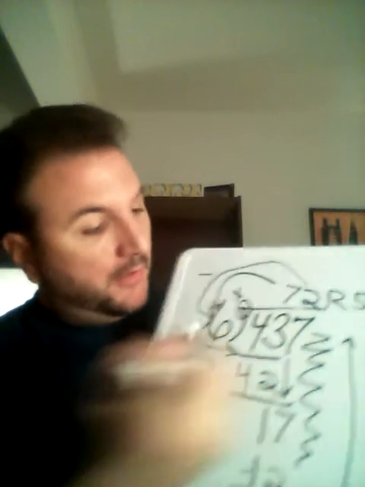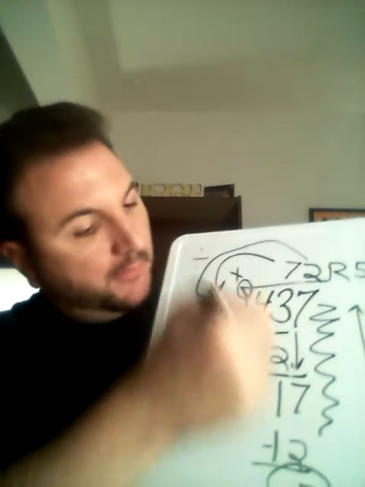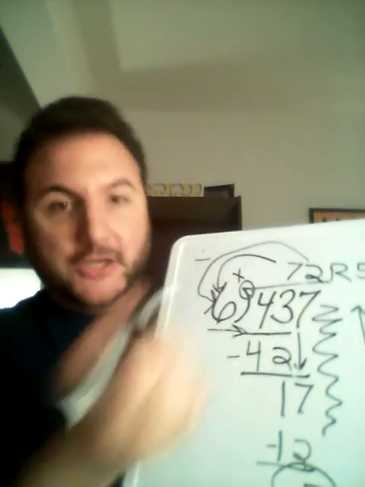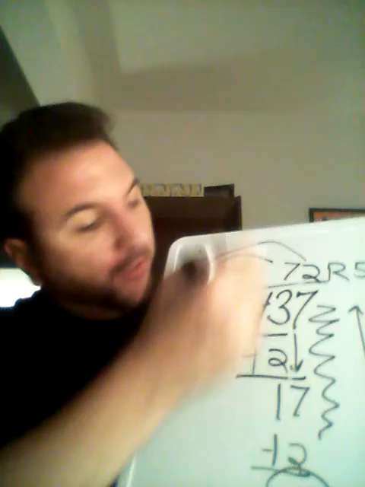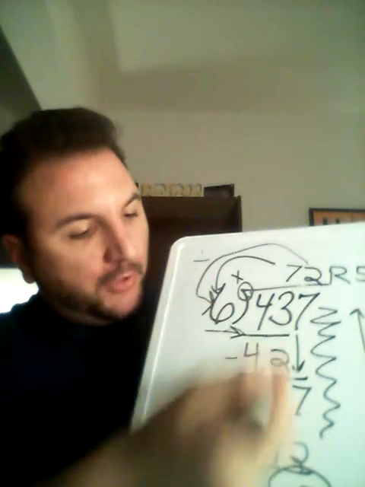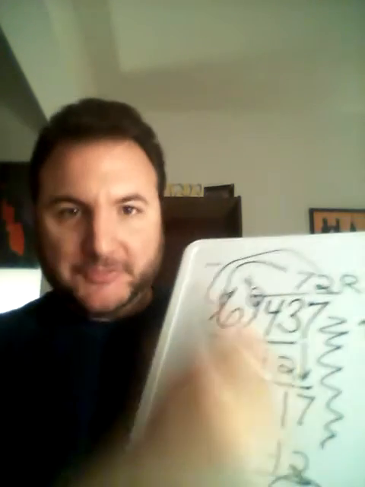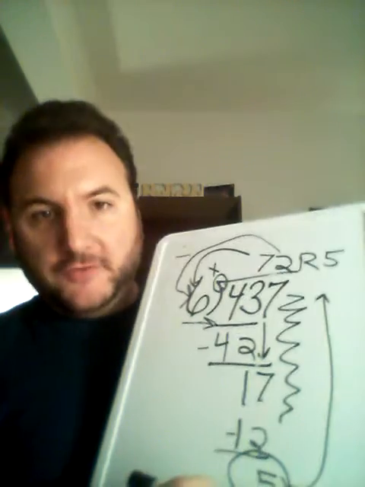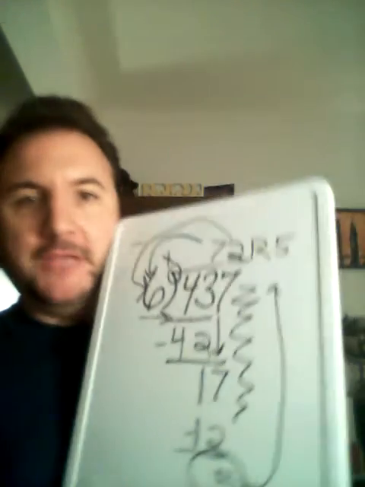So once again, divide left to right. Figure out how much it goes in. Put the answers up here. Multiply around the corner. Subtract. Continue the steps again until you run out. Whatever's left over on the bottom, that's your remainder.